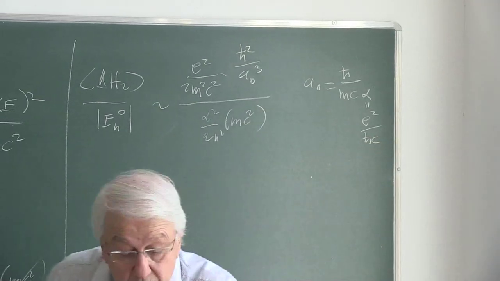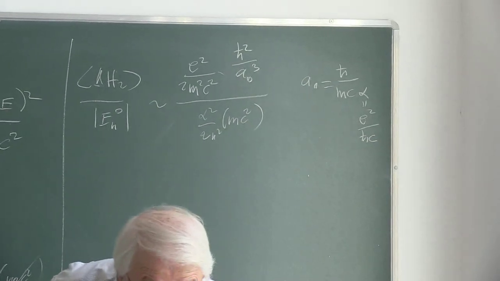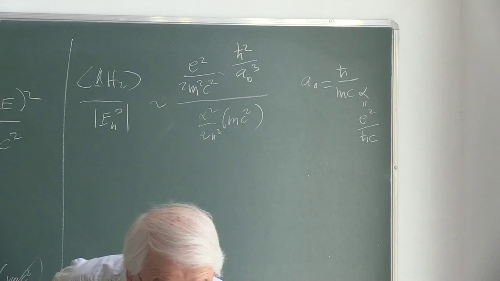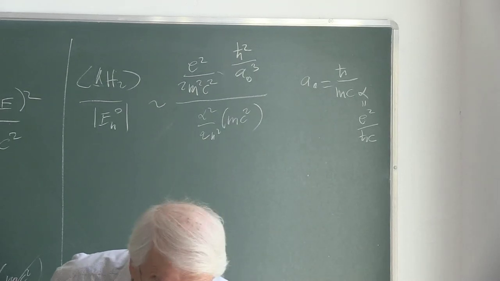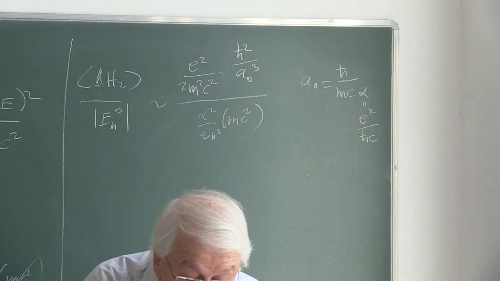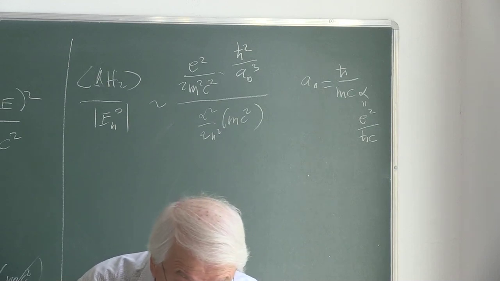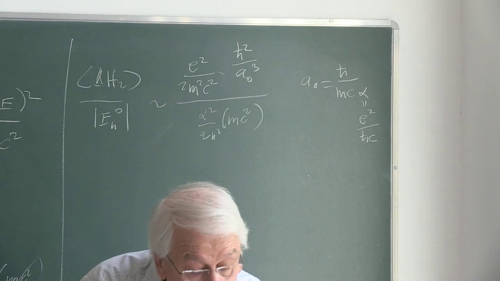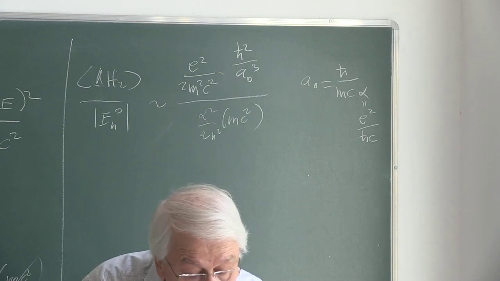Let me check. I don't want to make any mistakes in these constants. h bar squared over e squared.